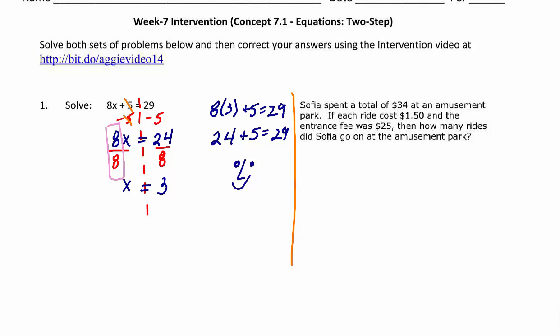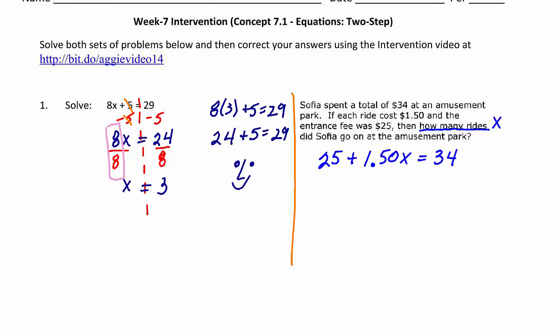So we're going to start here with an equation. And our equation is this. If you take how much it costs Sophia to get into the park, $25, and you add $1.50 for some number of rides. How many rides? That's the x. The entire amount she spent was $34.